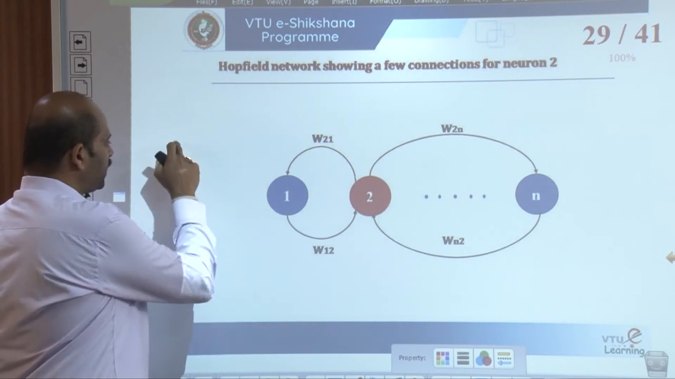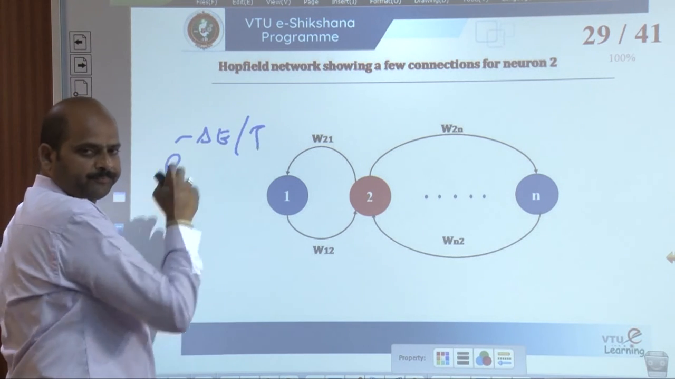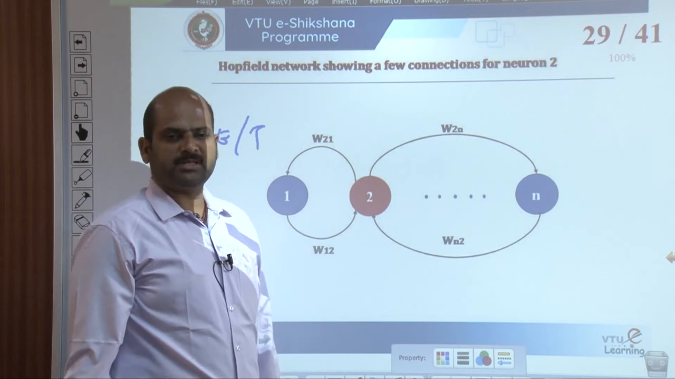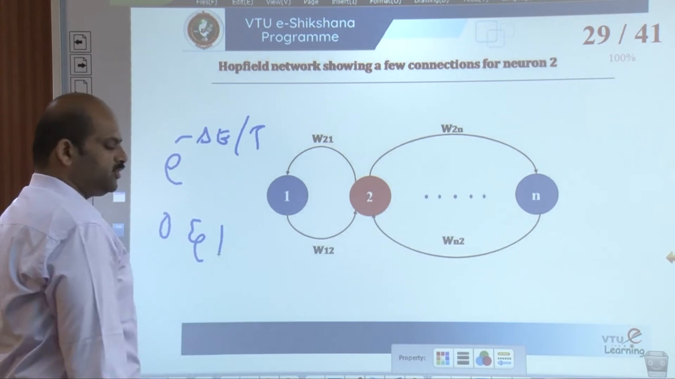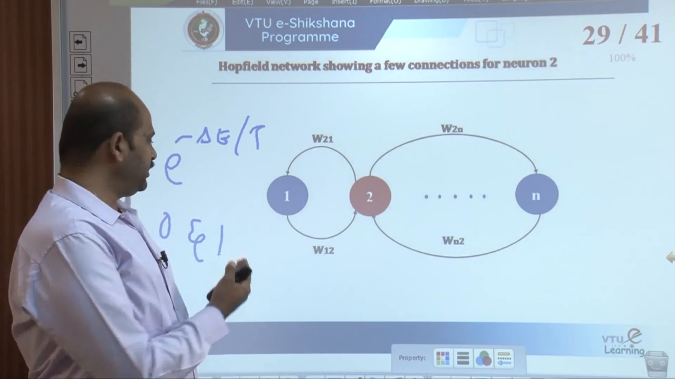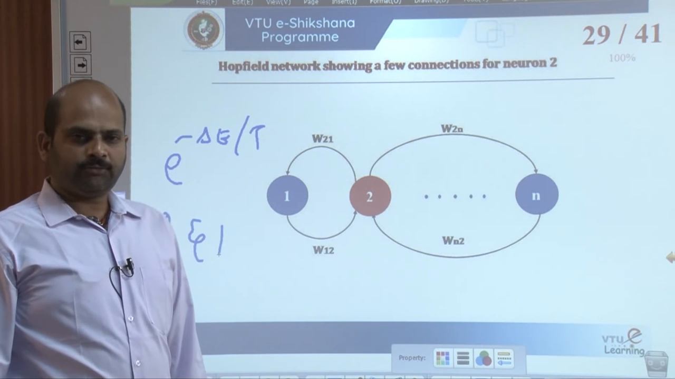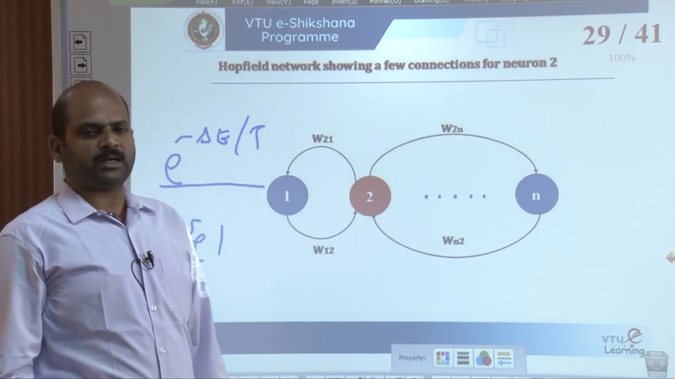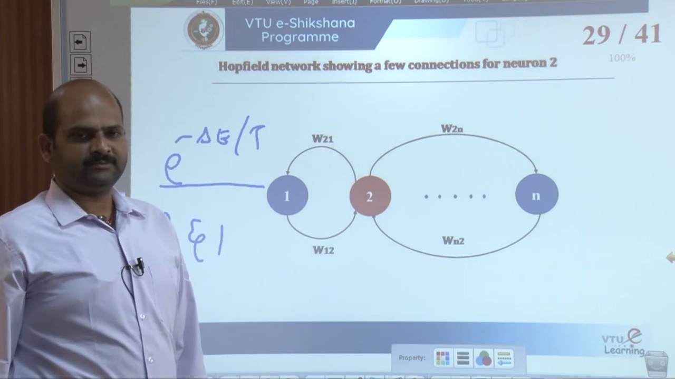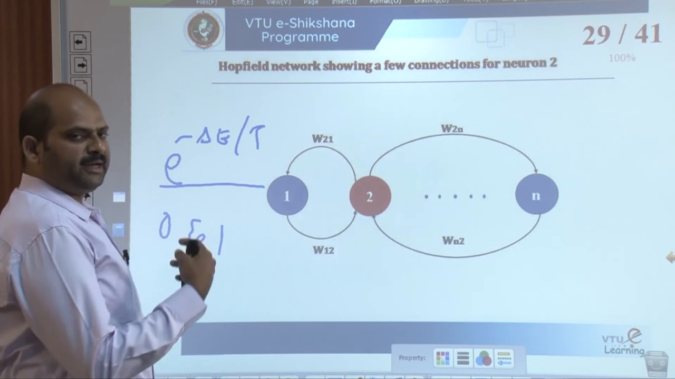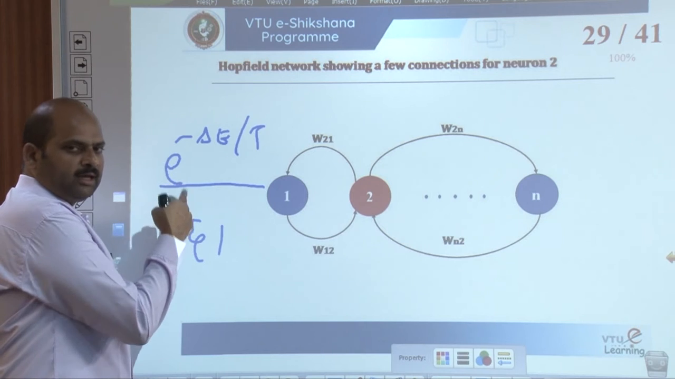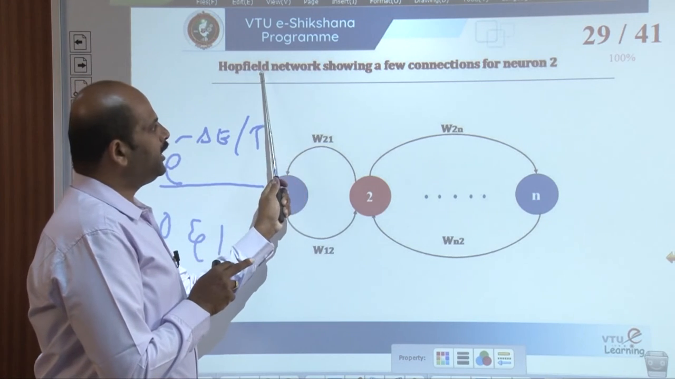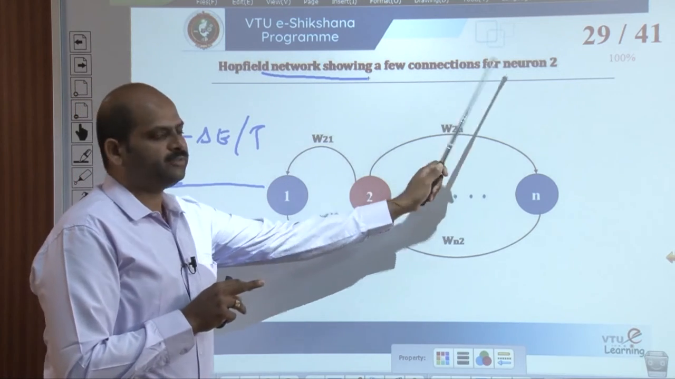We compare e to the power of minus delta E by T with a random number generated between 0 and 1. If the number generated is less than this value, then accept the transition, else reject the transition. This transition has to be accepted if it is less than the number we have generated. If it is greater, then we have to reject the transition. In such a way, it shows the Hopfield network with the connections of the neurons.